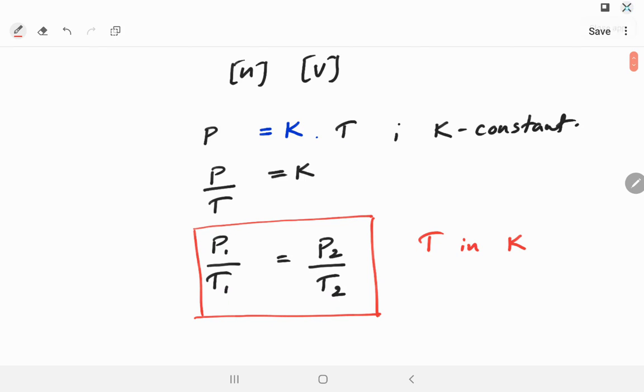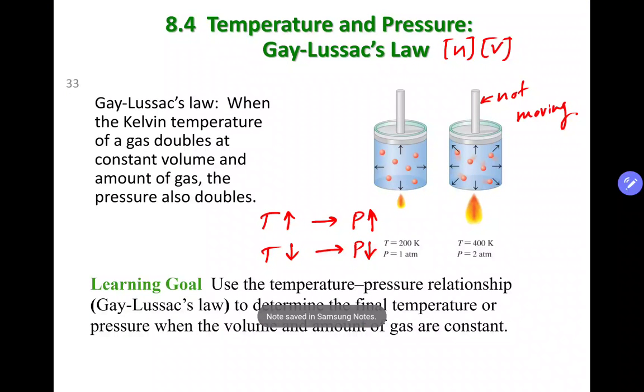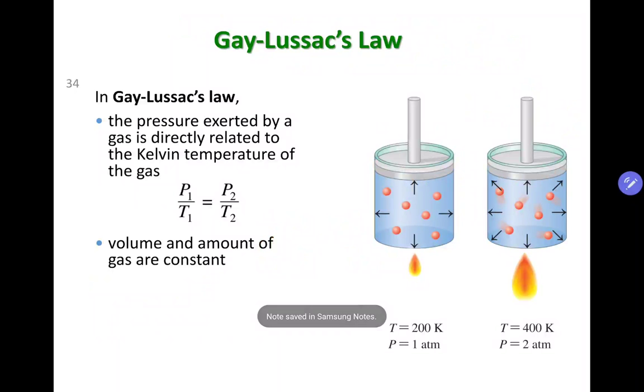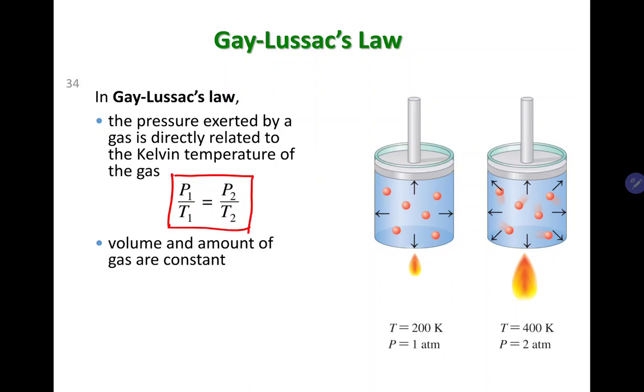So let's get back to our presentation. According to Gay-Lussac's law, the equation that we got is P1 divided by T1 is equal to P2 divided by T2. We already know how we got this. You can either memorize it or you can derive it, just the way that I did a few minutes ago. So basically the ratio between pressure and temperature is a constant at constant volume and n. So that is Gay-Lussac's law.